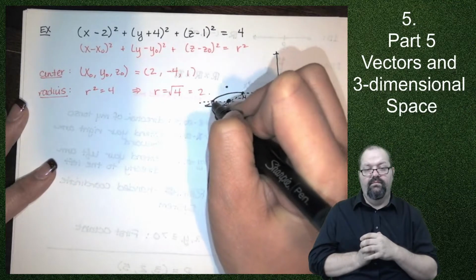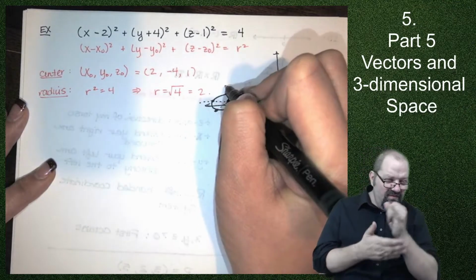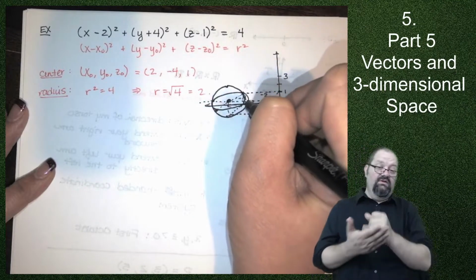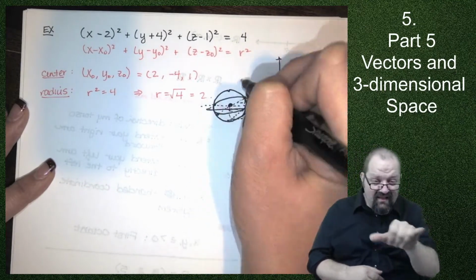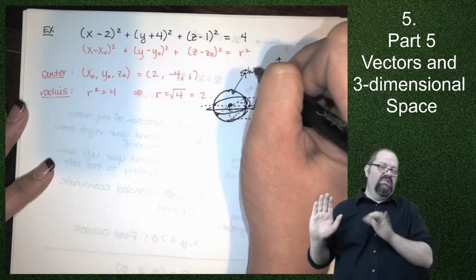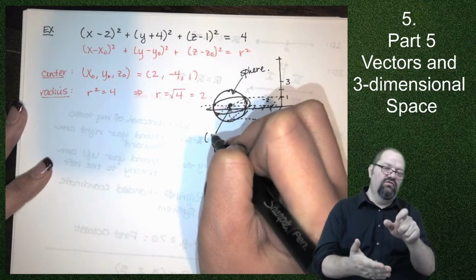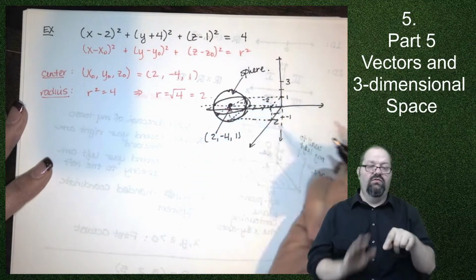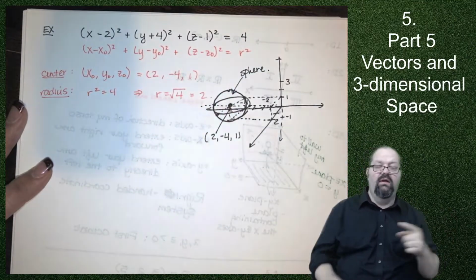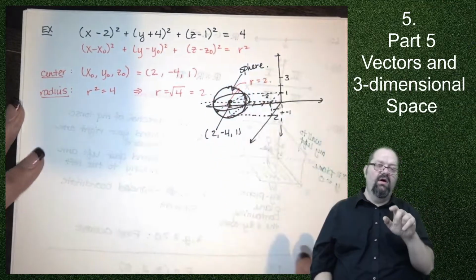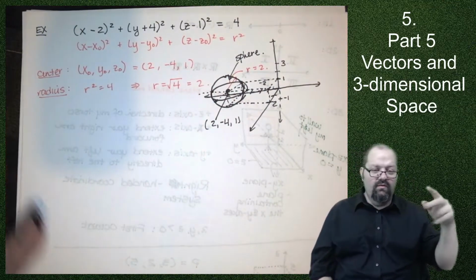Now do the best you can. You don't have to be an artist. If you're in my class, you can just draw something that looks kind of like this. And then be like, Miss Townsend, that's a sphere. I'll be totally fine with it. But the center should be clear. The center is 2, -4, 1. And then the radius, maybe I will just label my radius r equals 2, if I was trying to sketch this sphere.